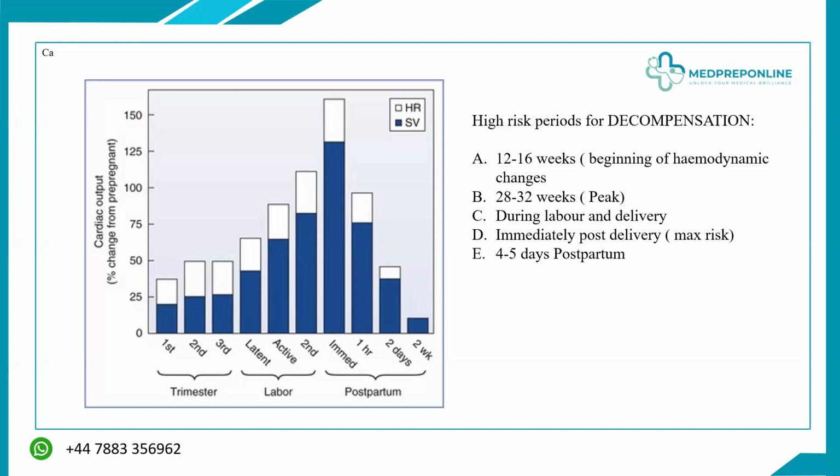So after the delivery, what happens is the cardiac output comes back to normal. It reaches at least the pregnancy values within 2 to 3 hours. But to reach the non-pregnant values, it takes around 2 to 6 weeks postpartum.